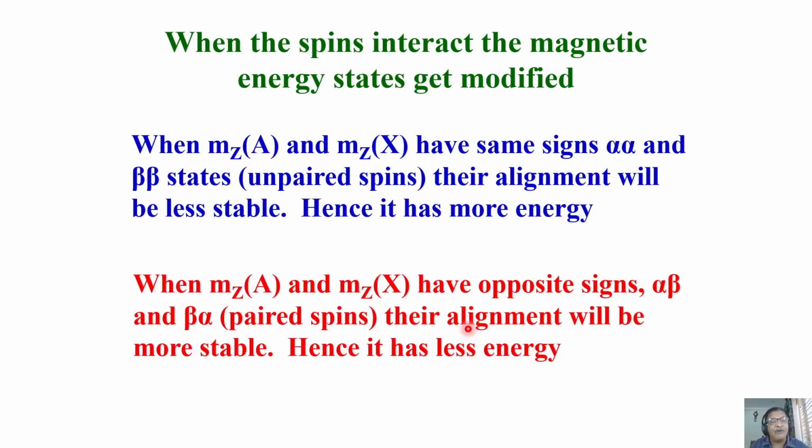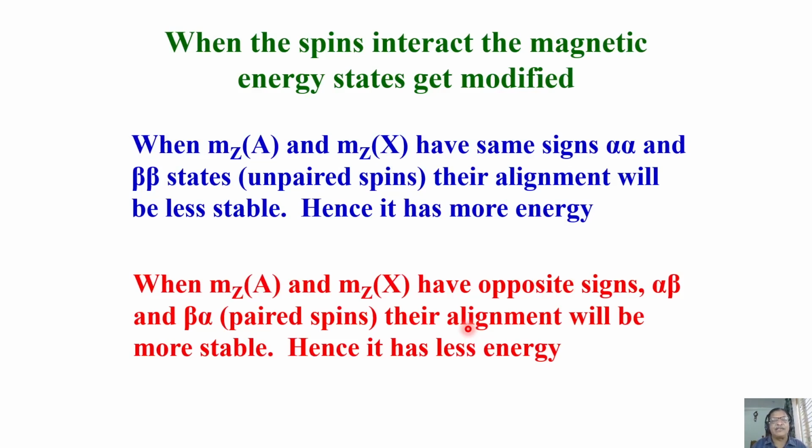Remember, alpha alpha and beta beta, they were unpaired. They were less stable. But alpha beta and beta alpha are more stable states. So that means it has less energy. You understood the point? Always don't get confused.